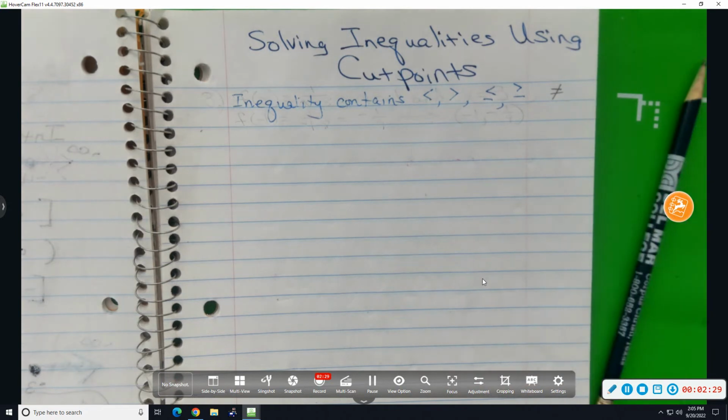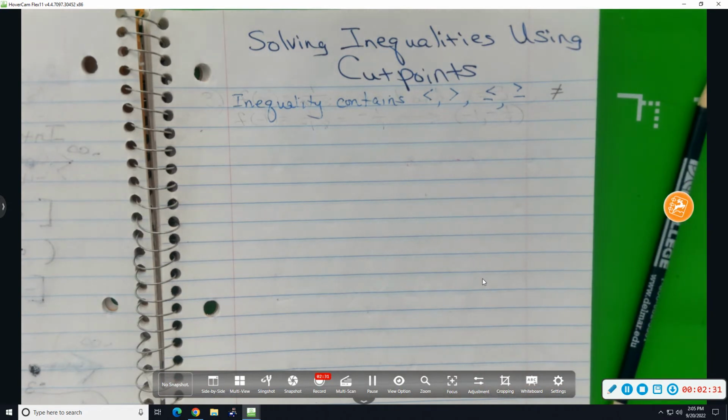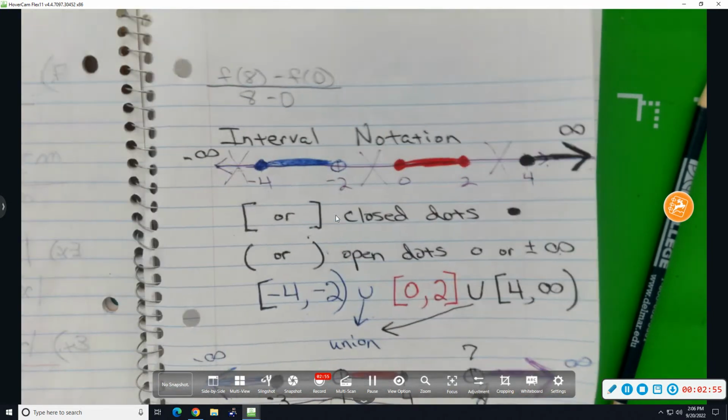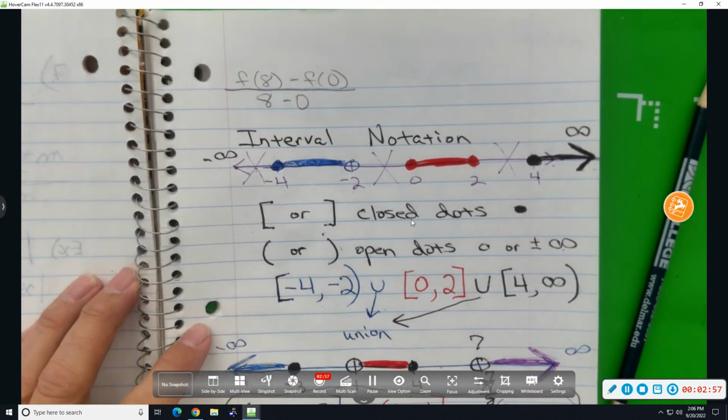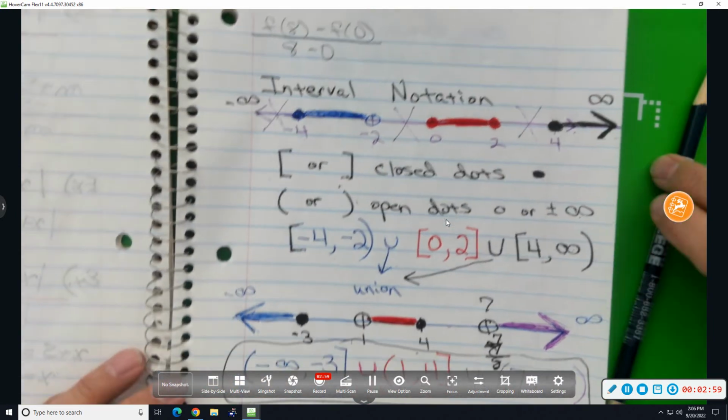It's always important to be able to distinguish how this problem differs from what we've been doing. Well, when do you do this cut point method? Whenever you see a less than or greater than. The instructions won't say solve using cut points. It'll just say solve the inequality, write your answer in interval notation. You might remember we were reviewing interval notation at the end of class the last time.